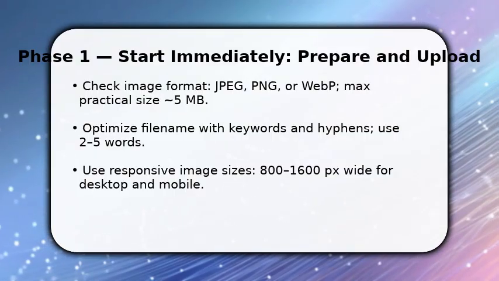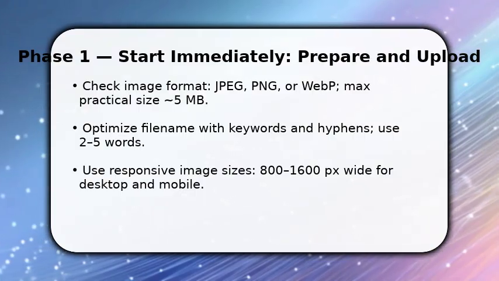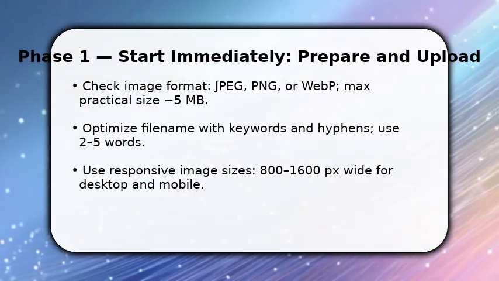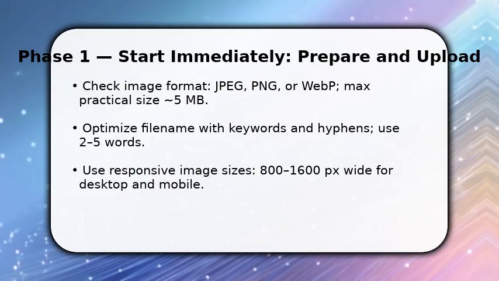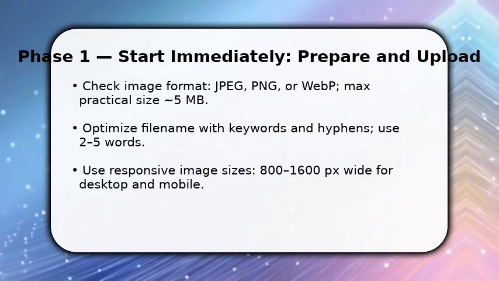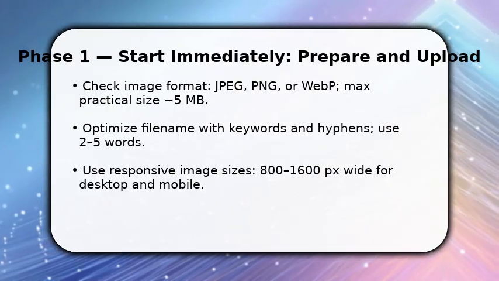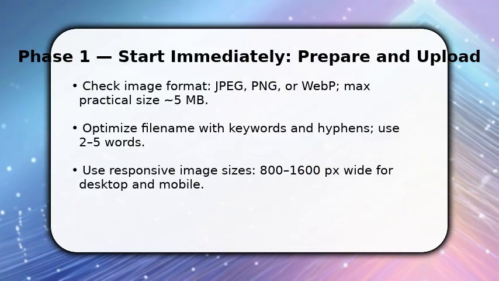You begin by preparing the image and its metadata. This matters because Google reads both pixels and text. First, save the file as JPEG or PNG and optimize to keep it under 5 MB. Next, rename the file with relevant keywords separated by hyphens.